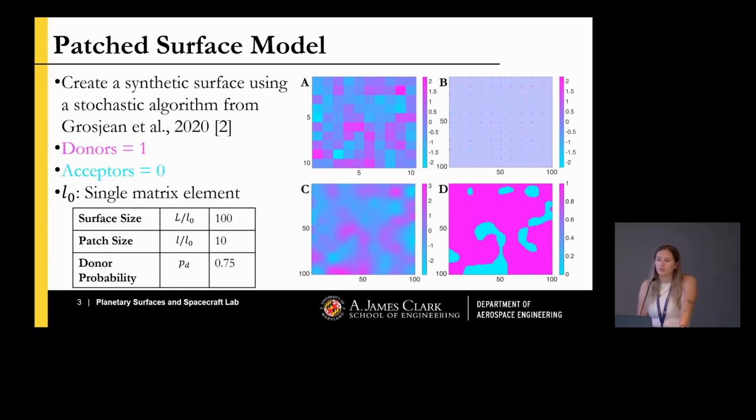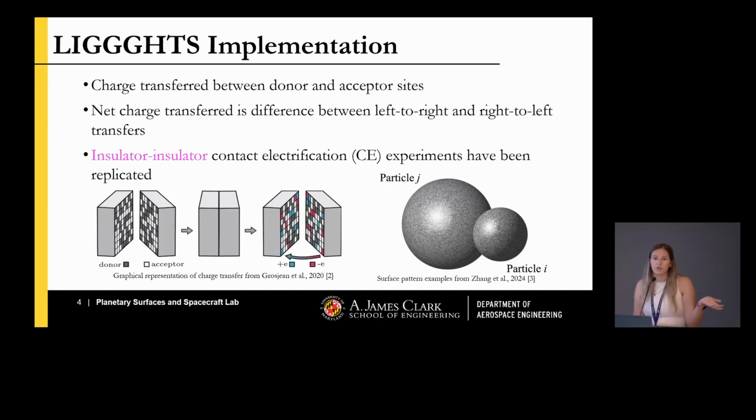And then to go from C to D, we have a thresholding equation, and that basically tells us if a site is going to be a donor, so that's the pink spots, or an acceptor, which is the blue spots. And so once we have the surface, charge can be exchanged between the donor and the acceptor spots. To model this charge exchange, we use a discrete element modeling software that we call LIGHTS. In LIGHTS, we model the particles. We can model thousands of particles, and each of those particles represents a grain.